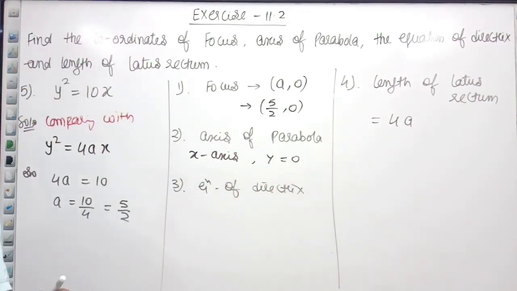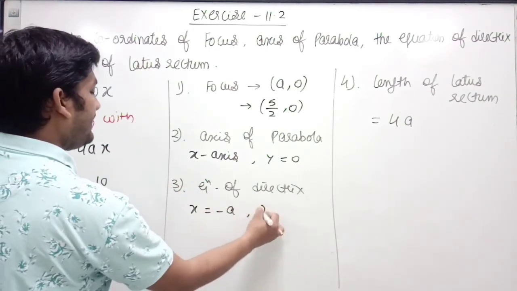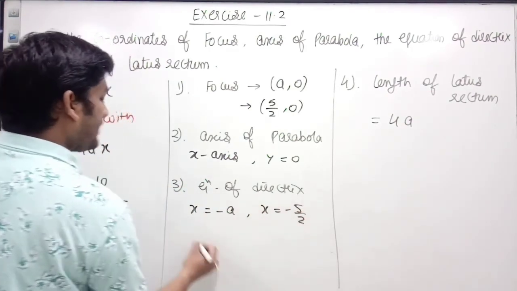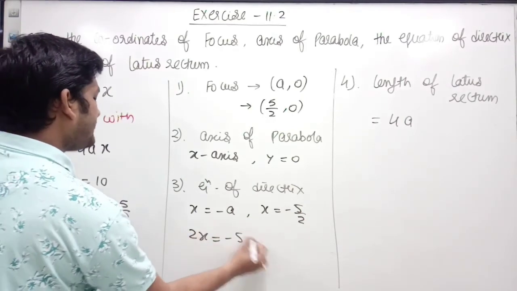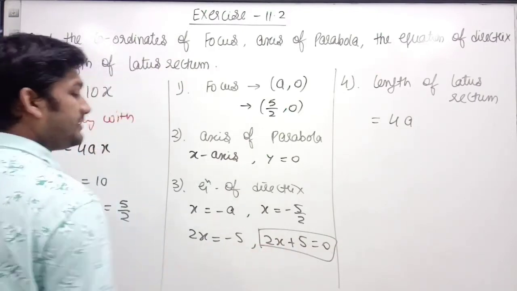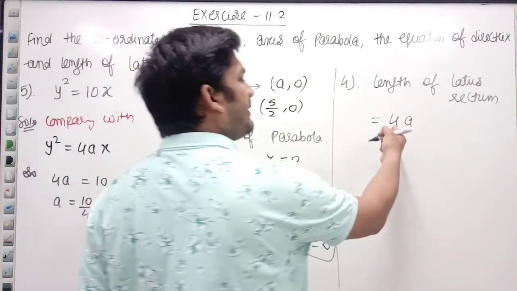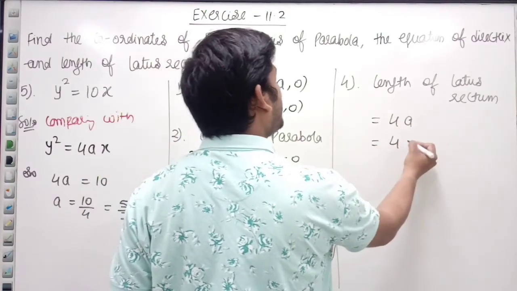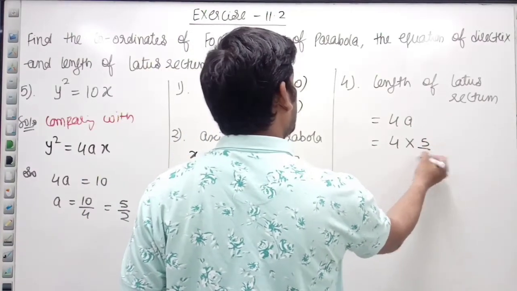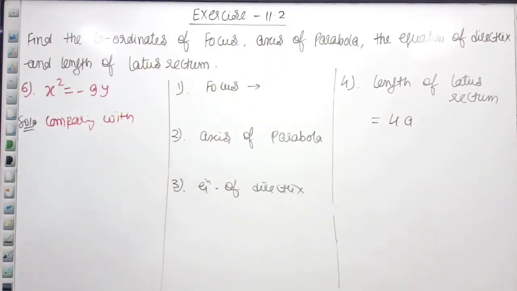Equation of directrix is x equal to minus a, x equal to minus 5 by 2, or I can say 2x equal to minus 5, 2x plus 5 equal to 0. In any of the forms, either by simplifying or directly, I can write this. Length of latus rectum, I have already said, it is always 4a, 4 into 5 by 2, that is 10 units. So the last question of this video is x square equal to minus 9y.